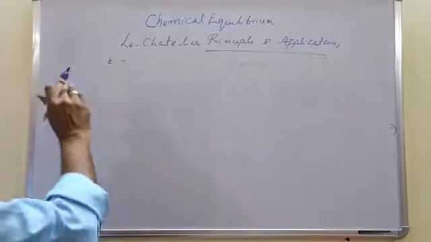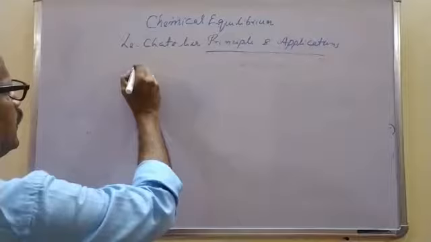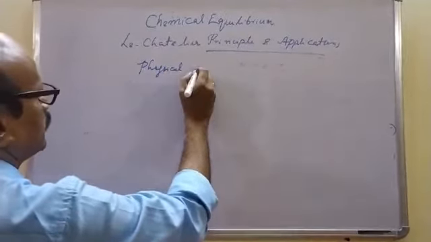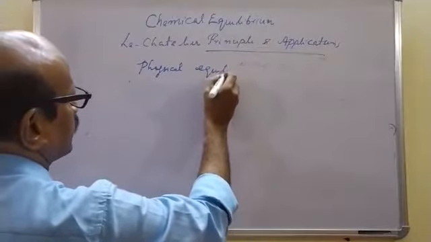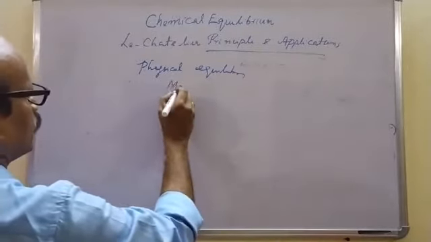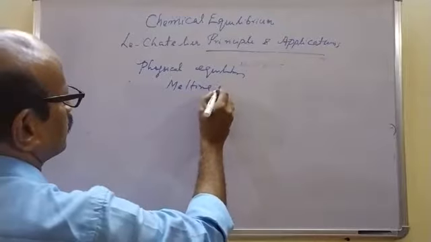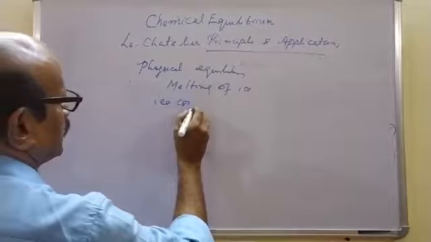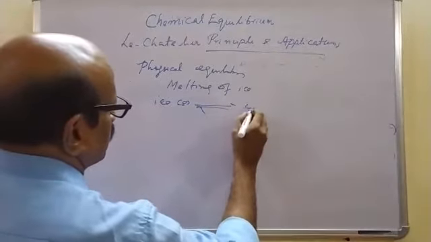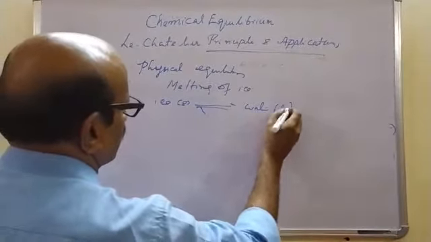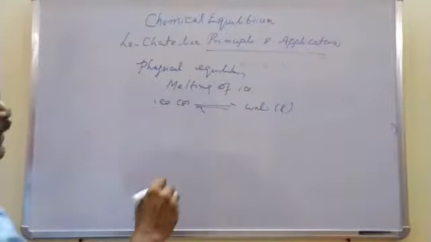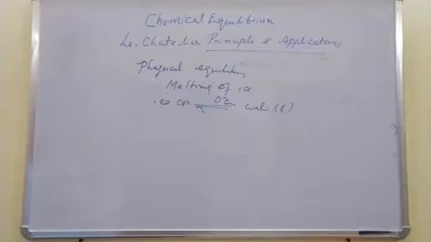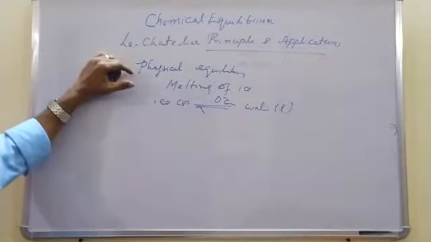Okay. The next is physical equilibrium. നമുക്ക് കുറച്ച് explanation കൊടുക്കാം. Application of Le Chatelier principle to the physical equilibrium, melting of ice. Ice, solid, changes to water at 0 degree Celsius. You know that. It's an example of physical equilibrium.